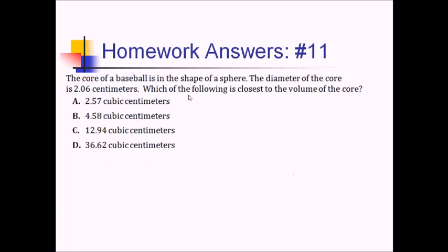For number 11, the core of a baseball is in the shape of a sphere. Diameter of the core is 2.06 centimeters. Which of the following is closest to the volume of the core? So volume of a sphere in general, that's 4/3 pi r cubed. The radius in this case will be half the diameter, so 1.03 centimeters getting plugged in there.